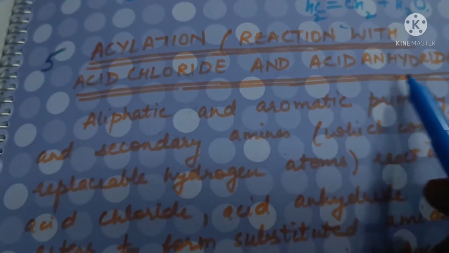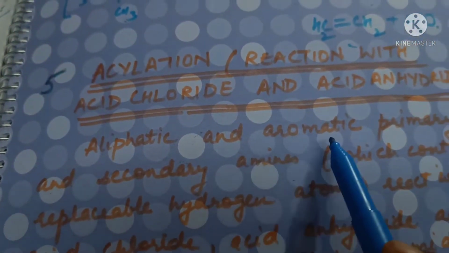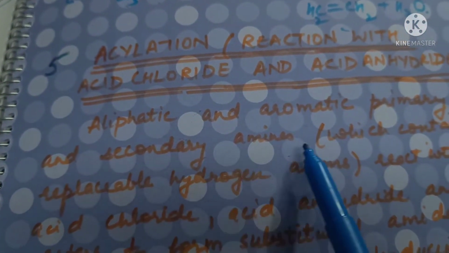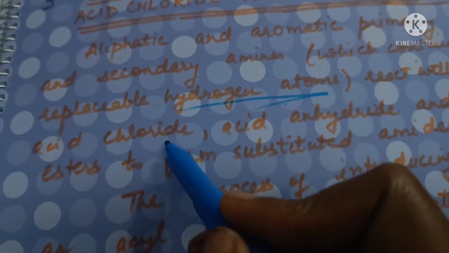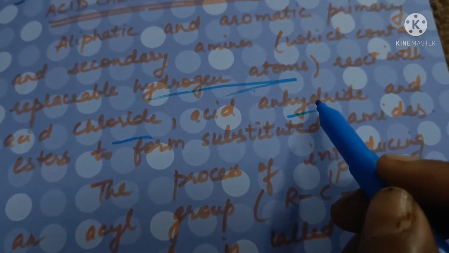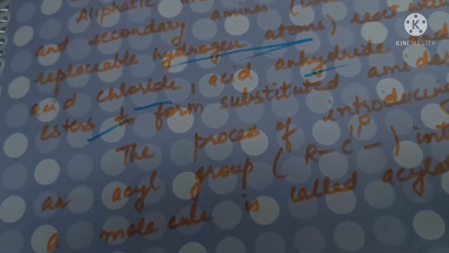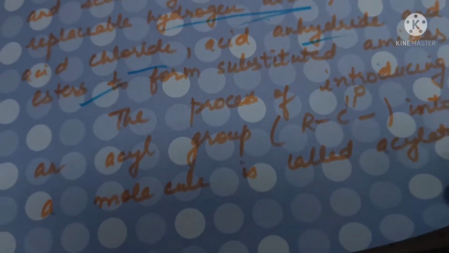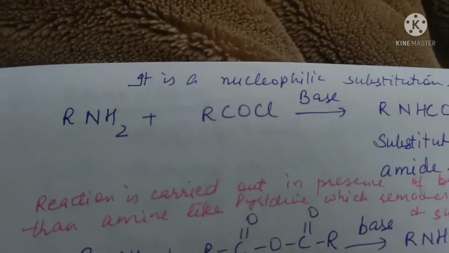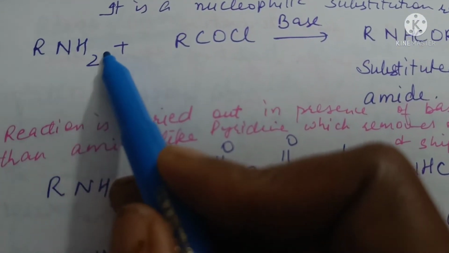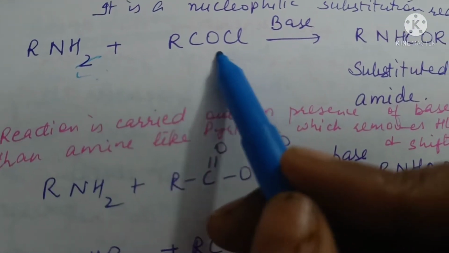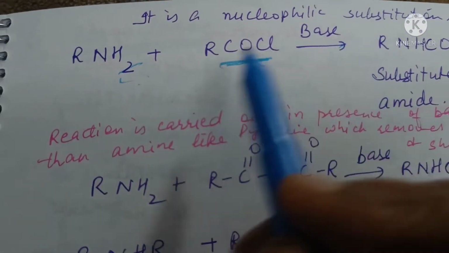Acylation, reaction with acid chloride and acid anhydrides. Aliphatic and aromatic primary and secondary amines which contain replaceable hydrogen atoms will react with acid chloride or acid anhydride or ester to form substituted amides. And this process of introducing an acyl group into a molecule is called acylation. So it is a nucleophilic substitution reaction. The H is substituted with COCl in presence of a base.